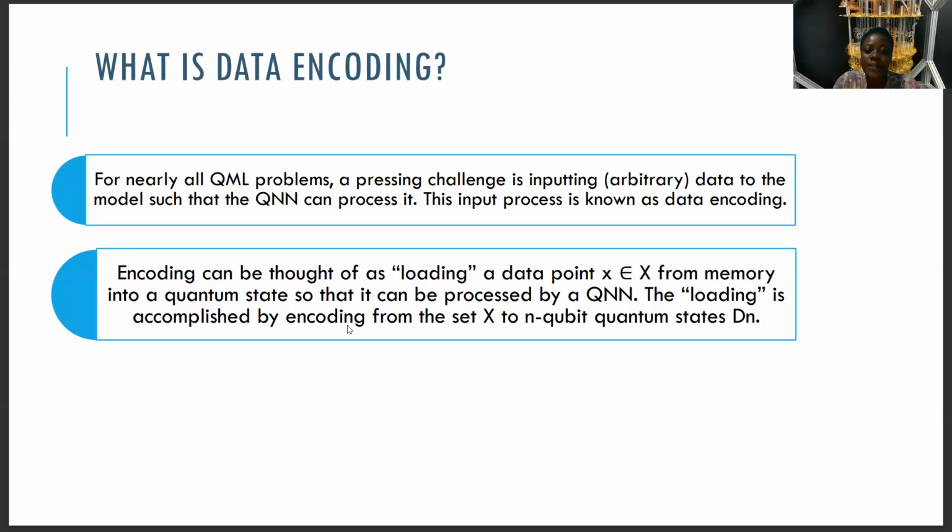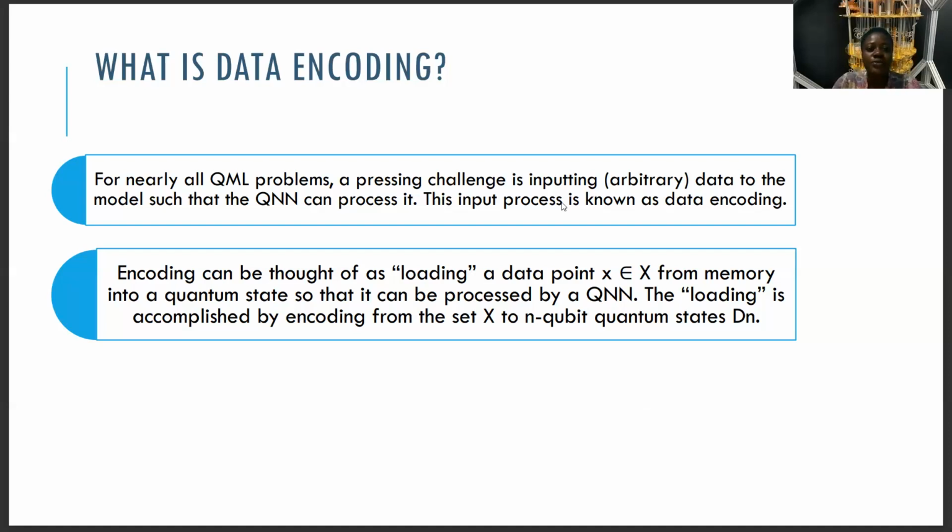The loading is accomplished by encoding from the set X to an n-qubit quantum state. So as I mentioned before, and I'll mention more in the next slides, the encoding is simply your data in its raw state being transformed into the quantum state before it can be processed by your quantum neural networks. Meaning that these quantum neural networks cannot work with just any data at all. You need to transform your data.